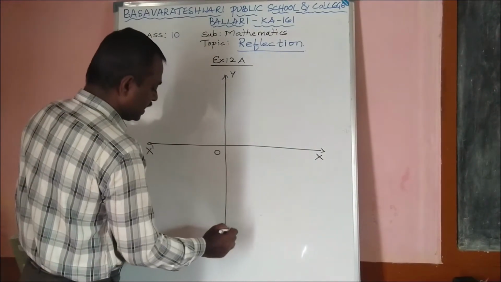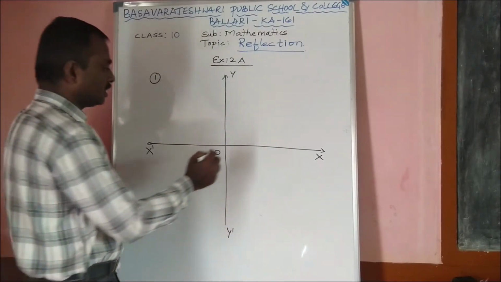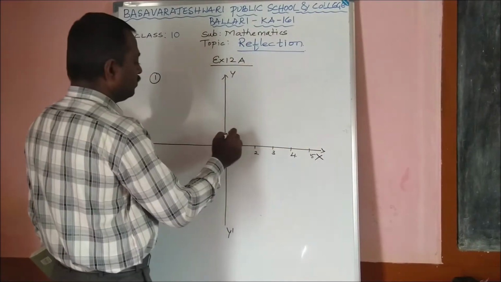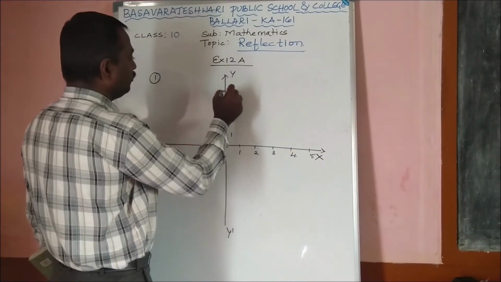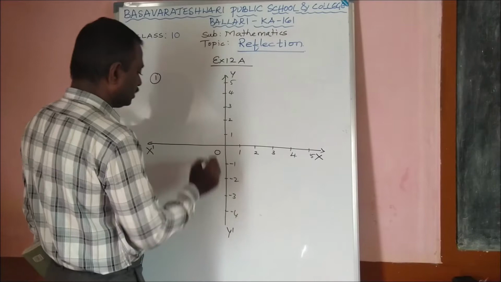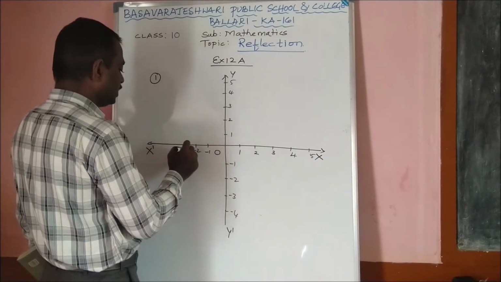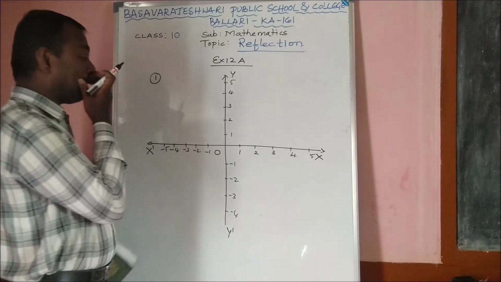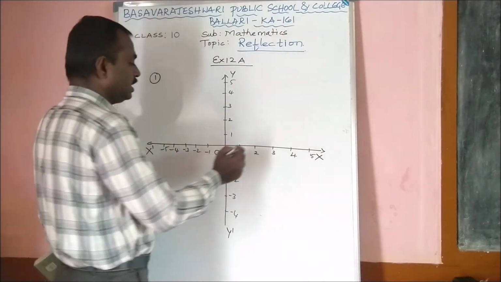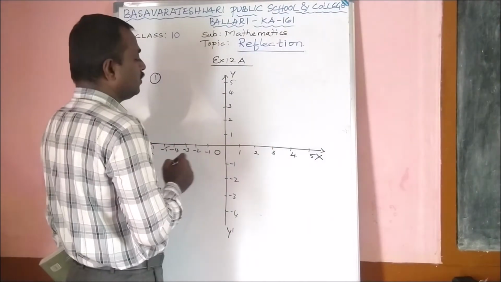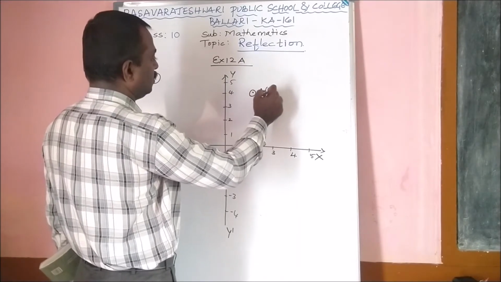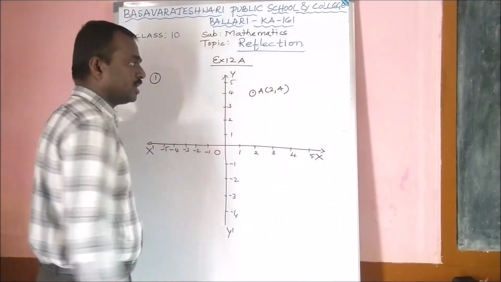y, O, y dash. Now you have to mark. I will mark here 1, 2, 3, 4, 5, and minus 1, minus 2, minus 3, minus 4, minus 5. Now what you have to represent? You have to mark A (2, 4). X value 2, y value 4, here. You have to mark like this.